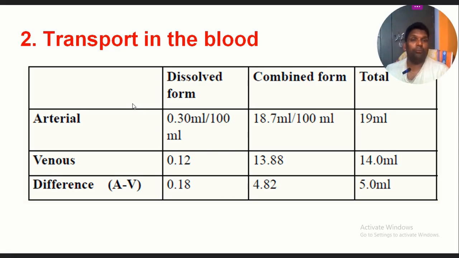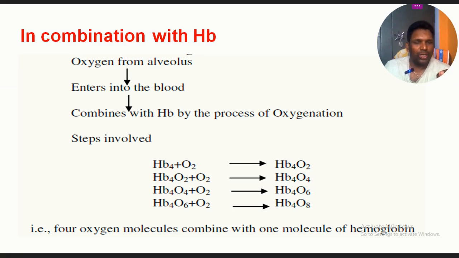The dissolved form, remember: the oxygen dissolves in the plasma and is transported as a physical solution, about 3 percent. The remaining, about 97 percent, is transported in the combined form. We'll see how in the combined form it is transported in combination with hemoglobin.